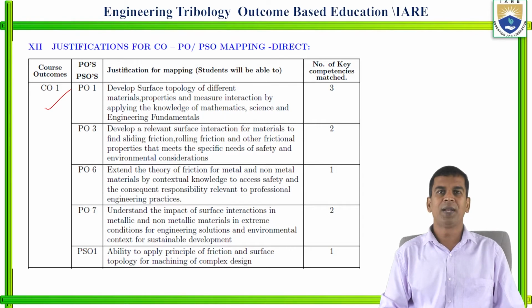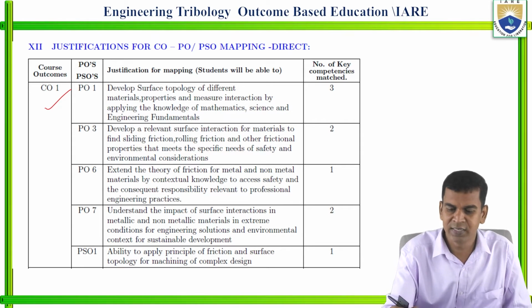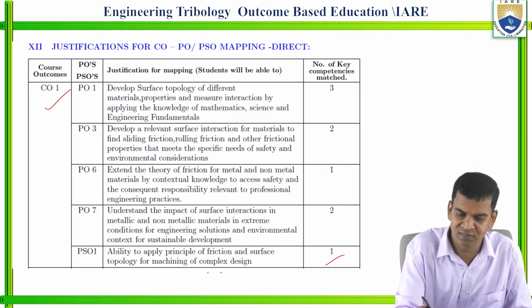Professional engineering practices. CO1 is also mapped to PO7. Here, understand the impact of surface interaction in metallic and non-metallic materials in extreme condition for engineering solutions and in environmental context for sustainable development. Key competencies are 2. PSO1 is the ability to apply the principle of friction and surface topology for measuring of complex design, and the key competency is complex design, you can see here.